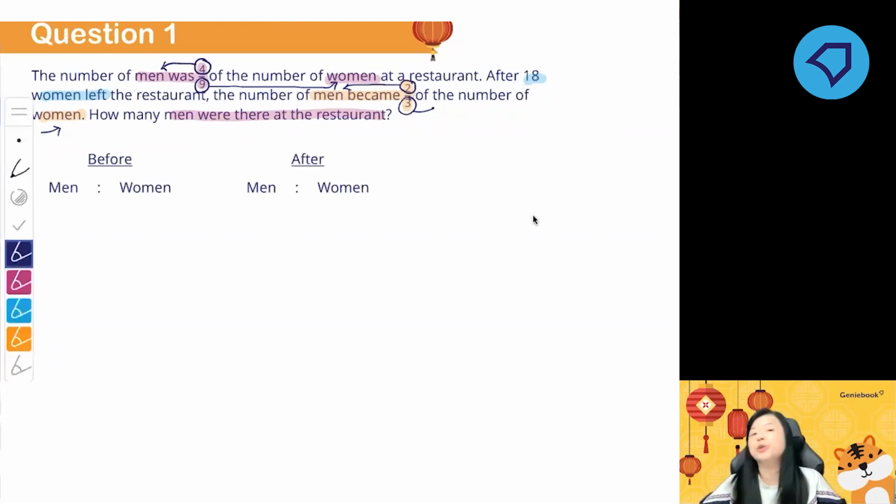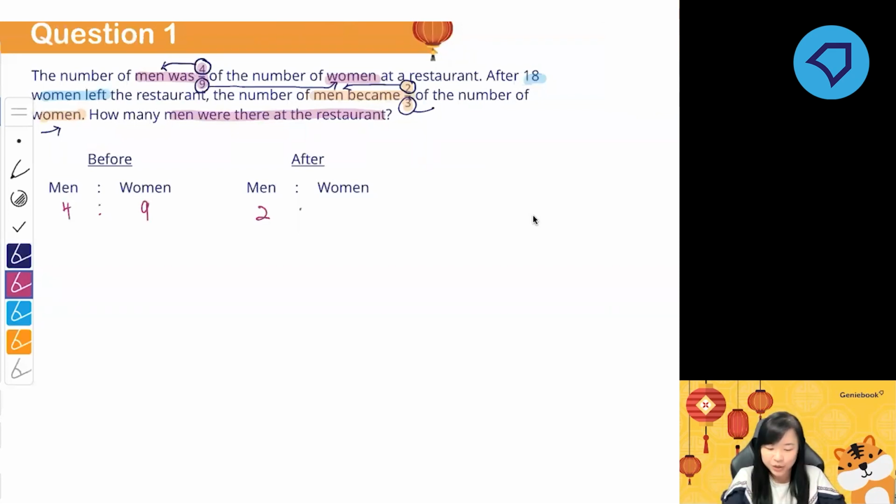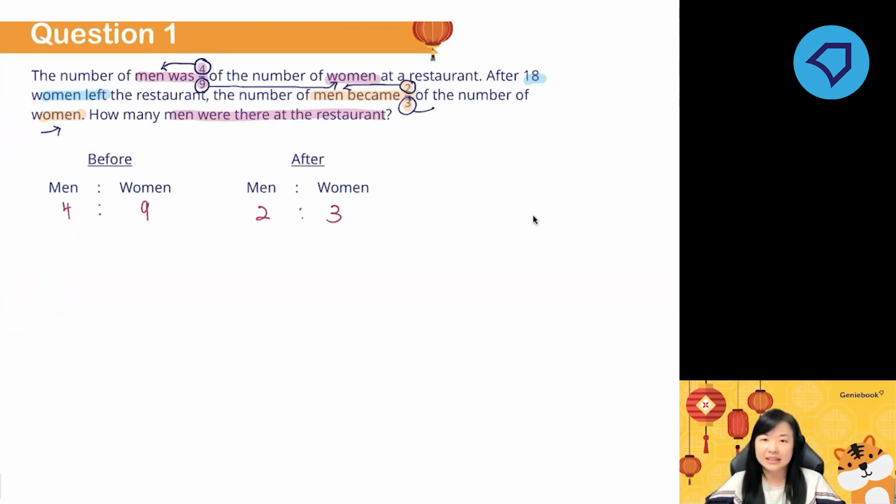So now let me show you. Before and after. B stands for the before, A stands for after in the BCA for those of you who are using. The rest of us, we just write it down. We will have two sets of ratio, the before and the after. The ratio for men to women would be 4:9. And what about after? After 18 women left. Can you give me the after ratio for men to women? 2:3. Good job.